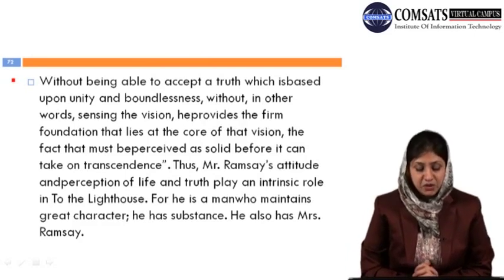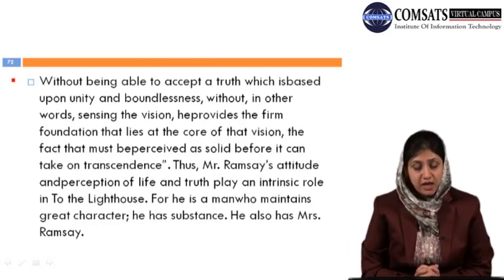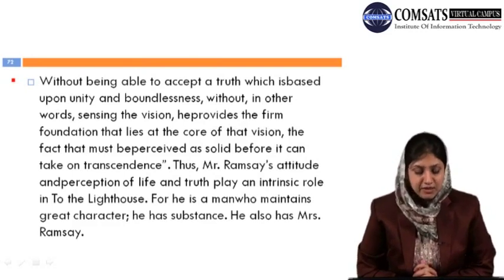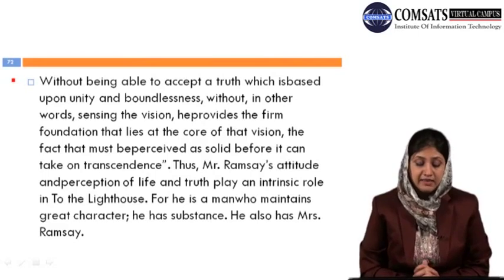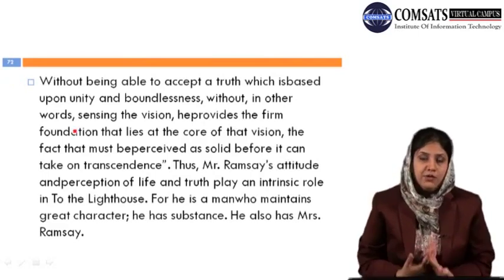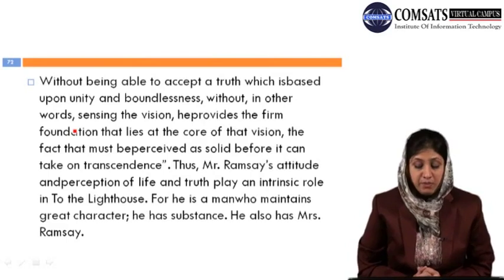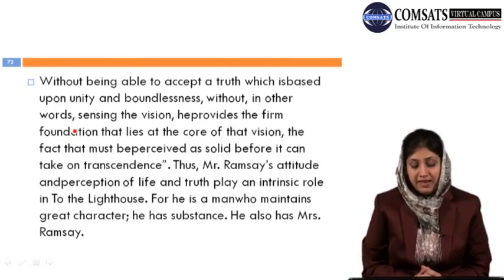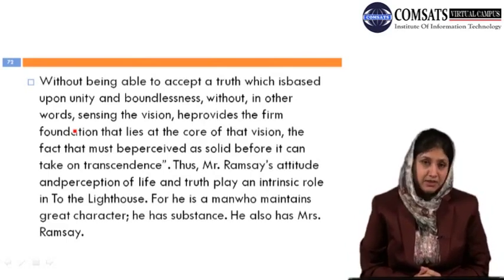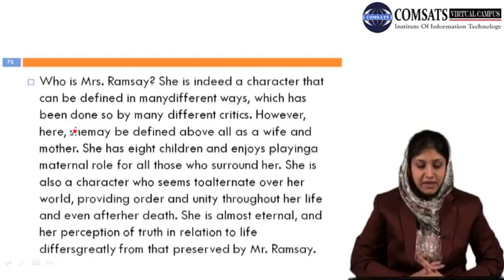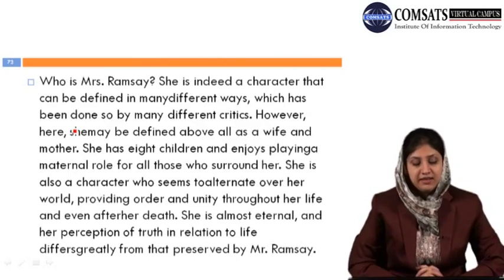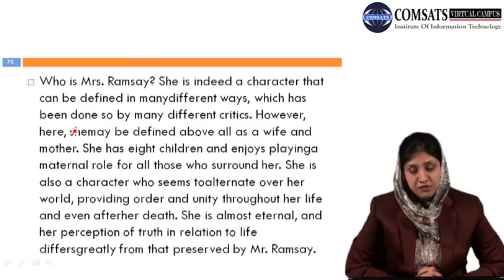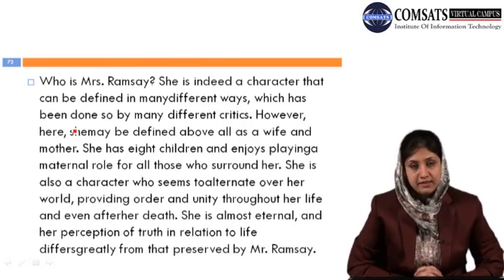Thus, Mr. Ramsay's attitude and perceptions of life and truth play an intrinsic role in To the Lighthouse. For he is a man who maintains great character. He has substance. He also has Mrs. Ramsay. Who is Mrs. Ramsay? She is indeed a character that can be defined in many different ways, which has been done so by many different critics.